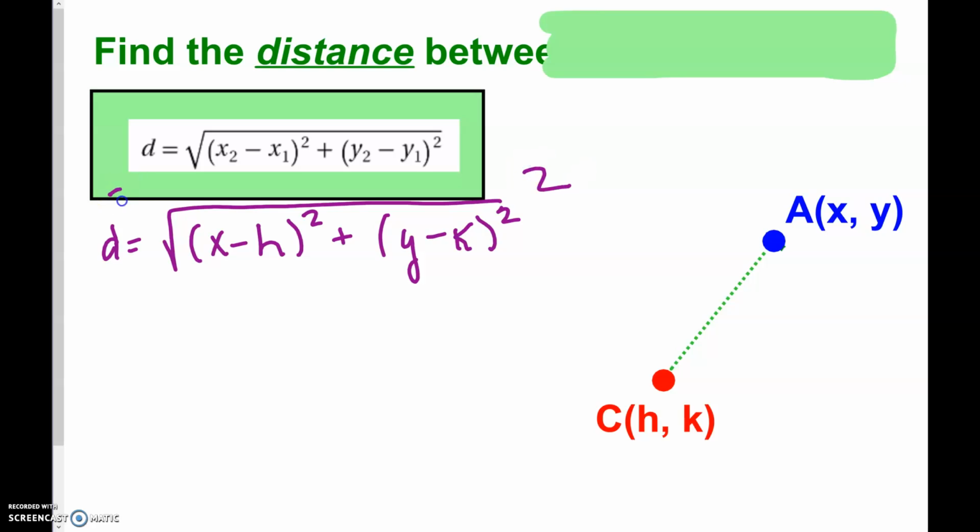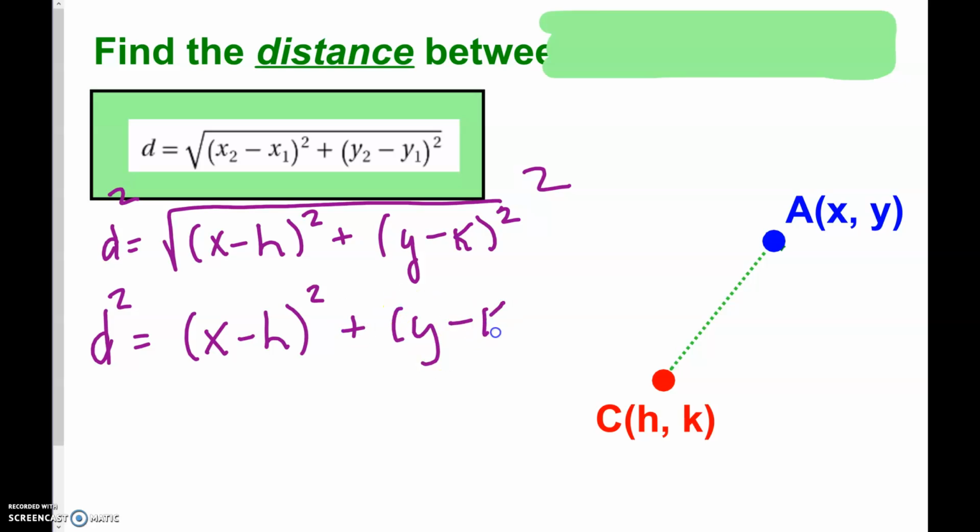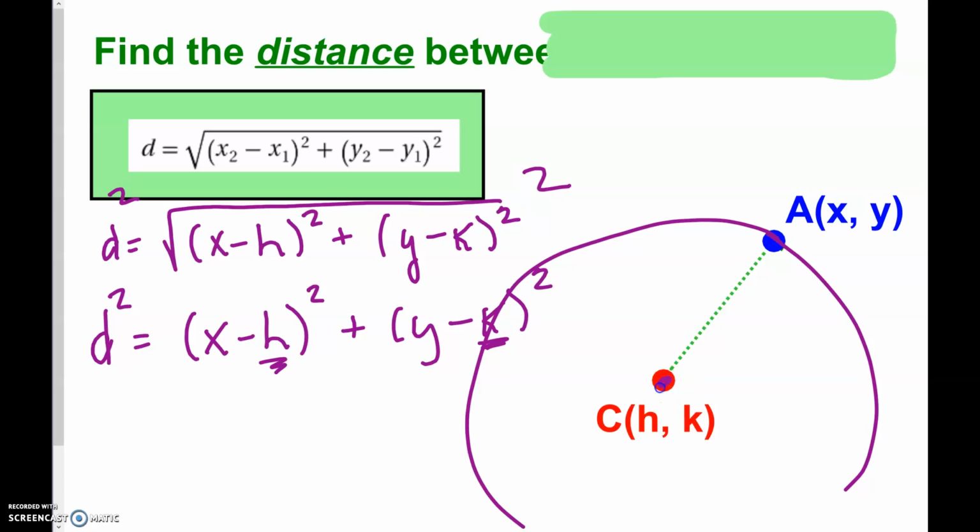So if I square this side and square this side, I end up with distance squared equals x minus h quantity squared plus y minus k quantity squared. And recall, where this h and k came from is from this point right here, where really what I can do is make this into a full-blown circle. What we have here is that C is my center. So the center is at (h, k), and what this green line represents is the radius.